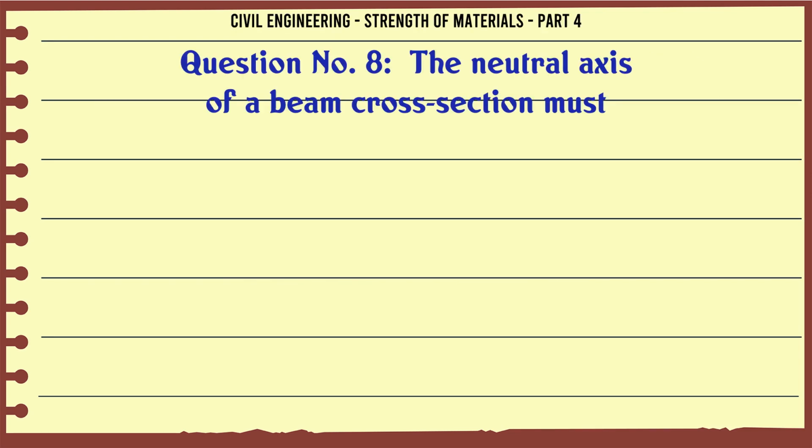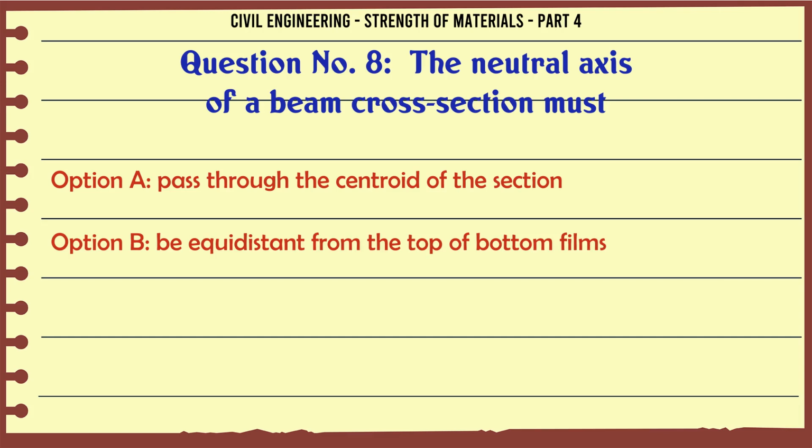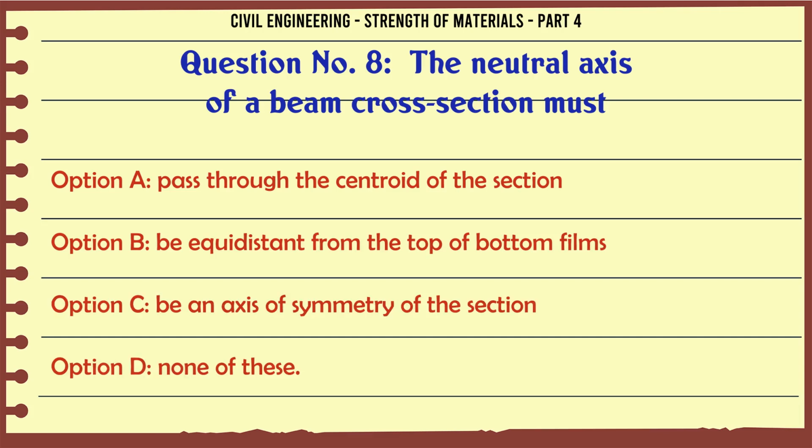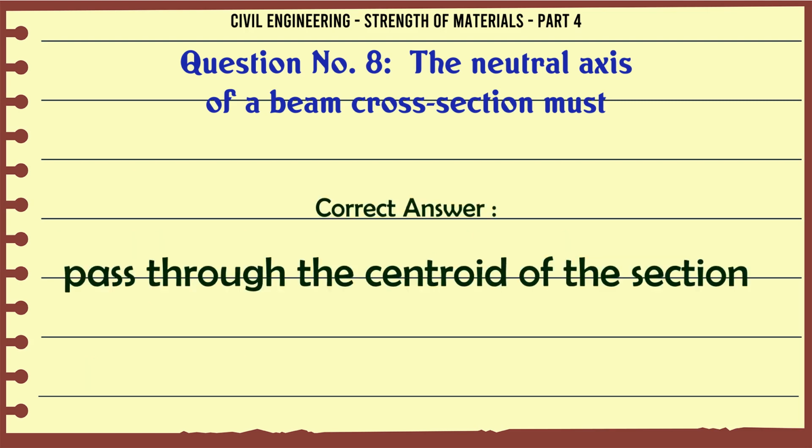The neutral axis of a beam cross-section must A: pass through the centroid of the section, B: be equidistant from the top and bottom fibres, C: be an axis of symmetry of the section, D: none of these. The correct answer is pass through the centroid of the section.